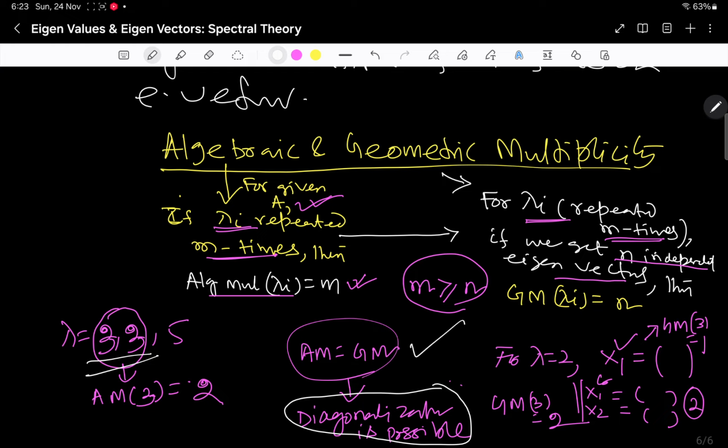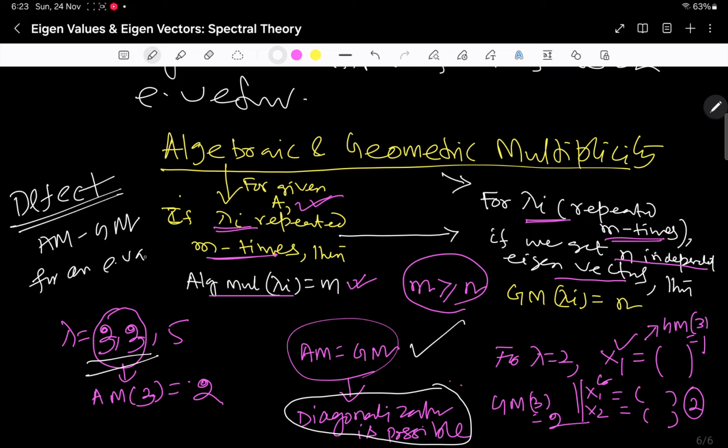And this difference, algebraic multiplicity minus geometric multiplicity, has another term that is sometimes asked as a short question: the defect. It is algebraic multiplicity minus geometric multiplicity for an eigenvalue. This difference is called the defect. So if the defect is 0, diagonalization is possible.